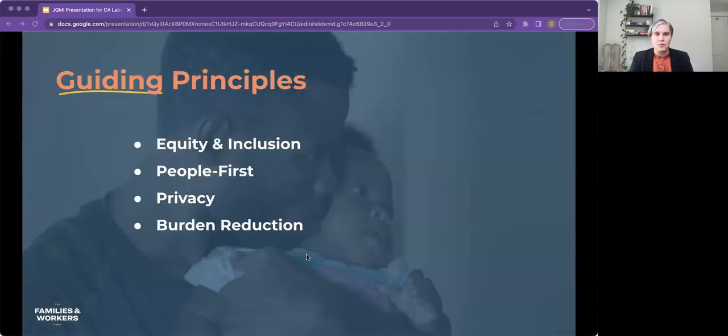Before I get into the meat of the report, I want to quickly name four guiding principles established by our Job Quality Measurement Initiative working group members that shape all of the recommendations in the report. The first is prioritizing equity and inclusion. The second is putting directly impacted people first. The third is ensuring privacy and consent. And the fourth is reduction of data collection and compliance burden, because better data doesn't always mean more data.